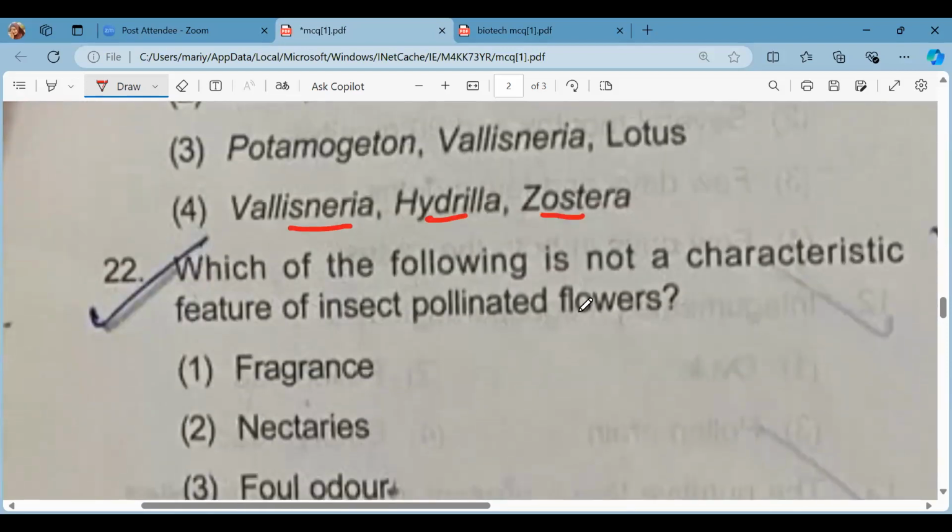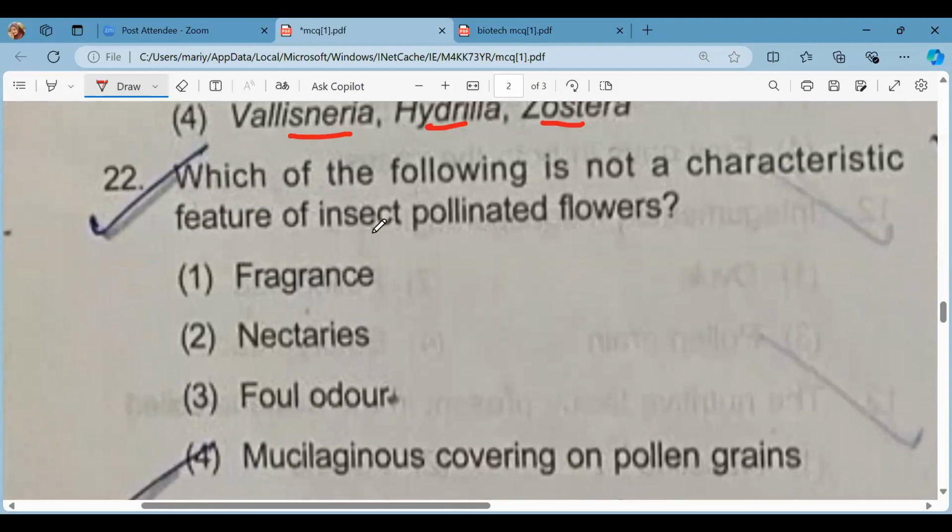Now, which of the following is not a characteristic feature of insect pollinated flowers? Number four, mucilage. Yes, correct. Now, can you explain why? Ma'am, I just guessed because the other three are there.